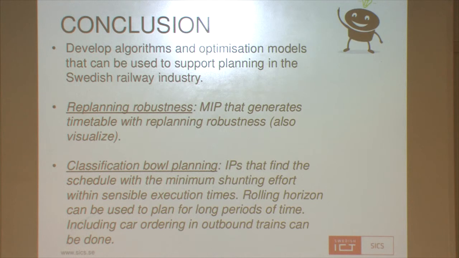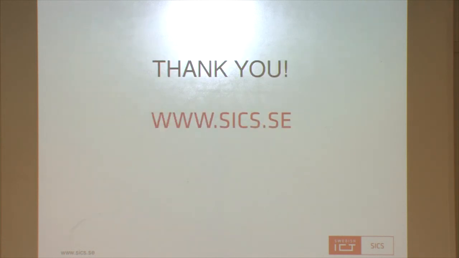So, as a conclusion, what we wanted to do was to develop algorithms and optimization models that could be used to support planning in the Swedish railway industry. We have done this in 2 different ways. We have done it for replanning robustness. We had a MIP that generated a timetable that had some degree of replanning robustness. And we also have done this for the classification bowl planning problem, where we have presented various integer programs for solving this problem, and also extended them for blocked outbound trains and implemented a rolling horizon framework. And it seems to be going fast enough to actually be usable. So that is all I've got.